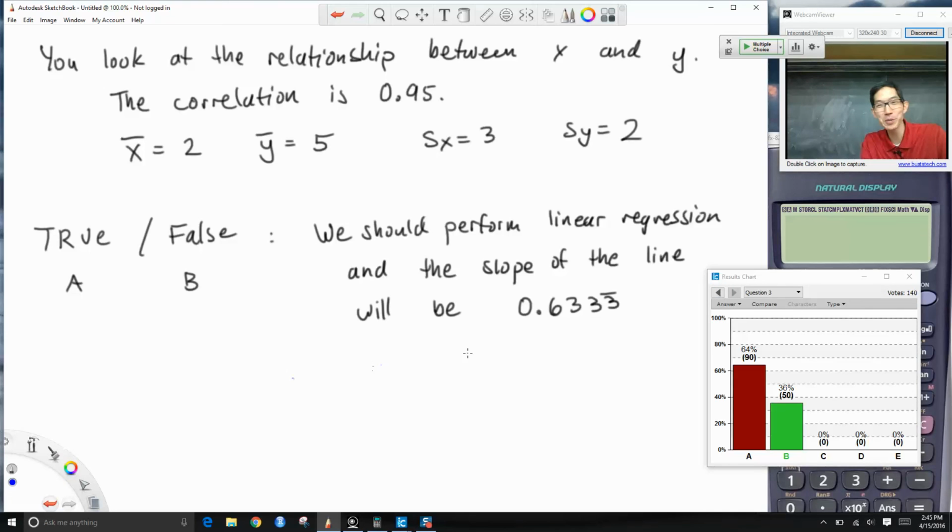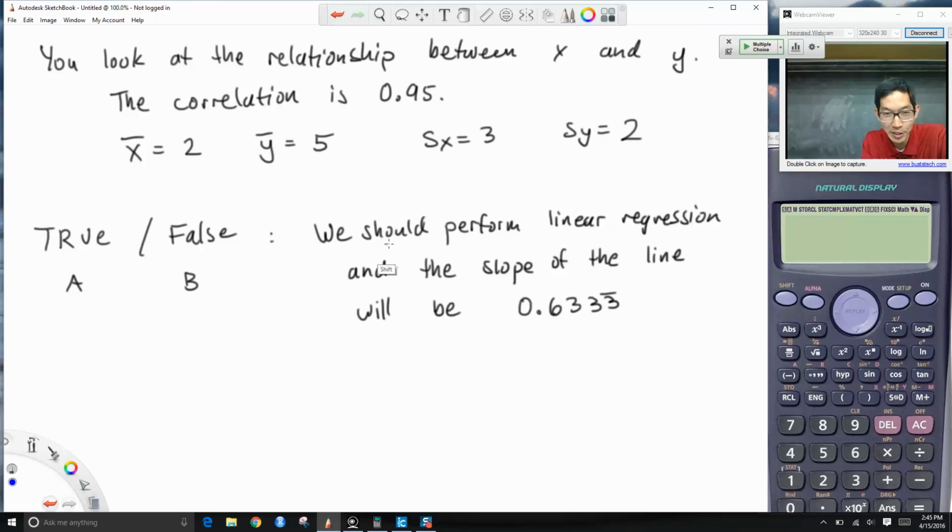Okay, so what's going on here? All right, so the key here that is false is that we should perform. This part is false. Okay? So remember, when deciding whether you should perform linear regression or not, you need to make sure that the relationship between x and y is linear. And there's nothing here that says x and y have a linear relationship. Okay, it says correlation is 0.95, but this does not mean it's linear, okay? Does not mean a linear relationship.